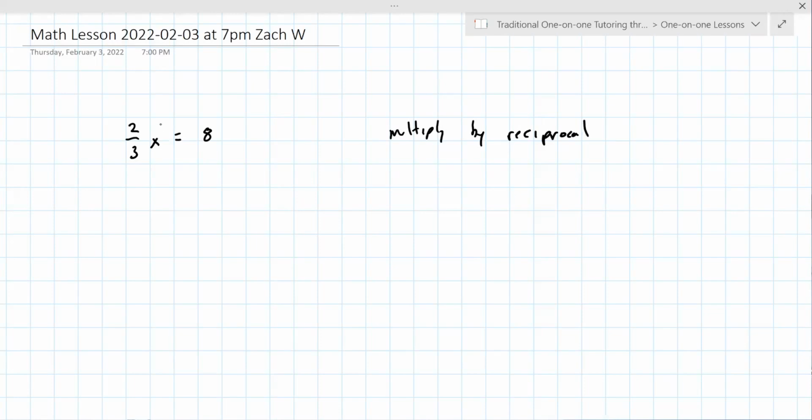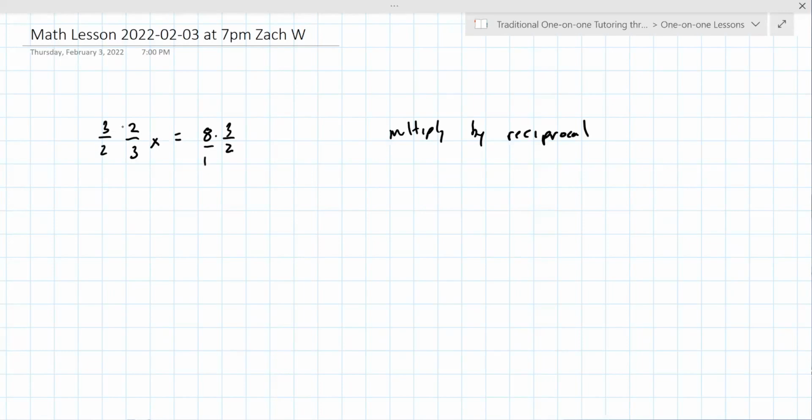Now, in the past, you might have said, oh, 2/3 is multiplying x, so you undo it with division, but dividing by fractions is a little weird. And that's why generally that's not the way to do it. So like you said, you would multiply both sides by 3/2.